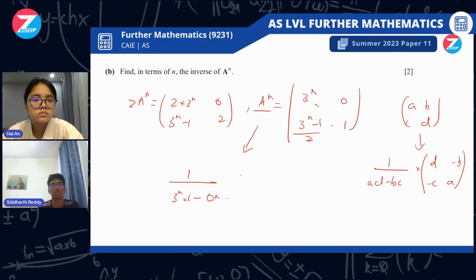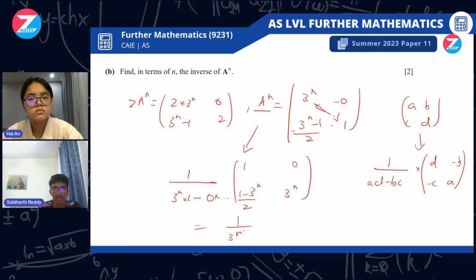Anything times 0 is just 0, so I'm not going to focus on that. Then we swap the A and D elements. So we get 1, 3 to the power n, and multiply these elements by 0. So we have 0 and 1 minus 3 to the power n by 2. This is just equal to 1 by 3 to the power n into 1, 0, 1 minus 3 to the power n by 2, and 3 to the power n.